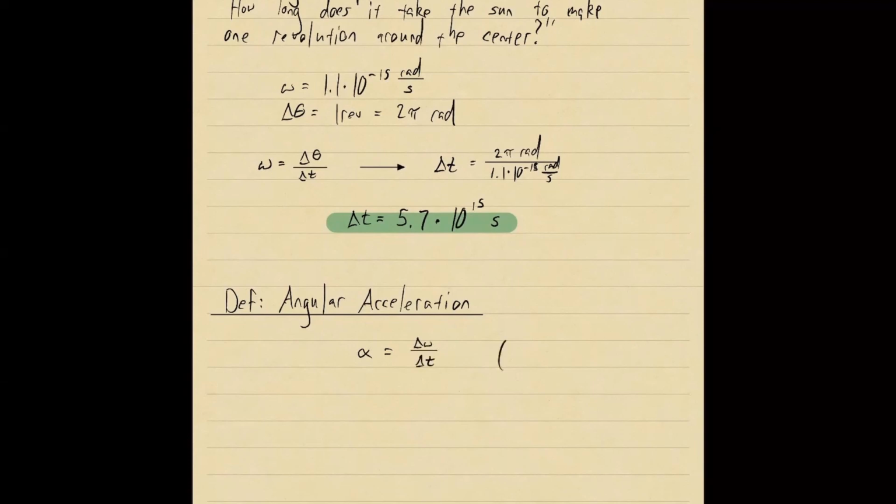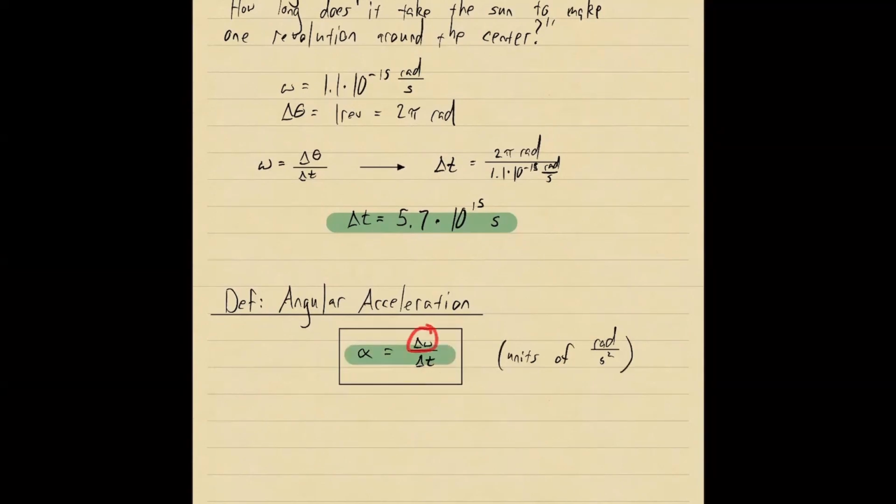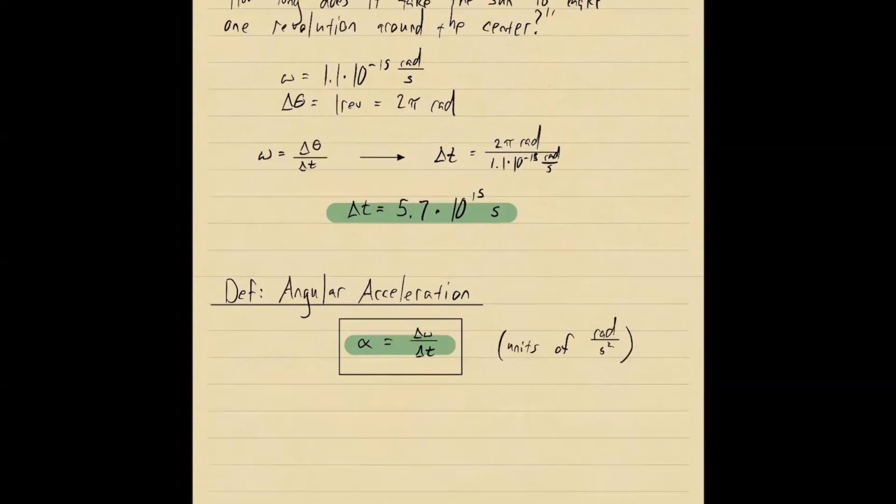And this is going to have units of radians per second squared. This is similar to how regular acceleration is equal to the change in our velocity divided by our elapsed time, except now we're just dealing with angular stuff. So let's look at another example, this time with angular acceleration, and we're going to call this example 2.